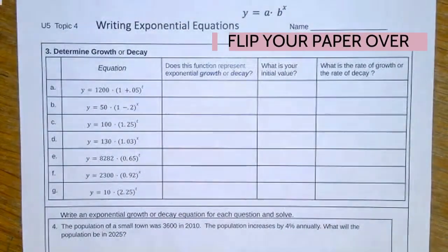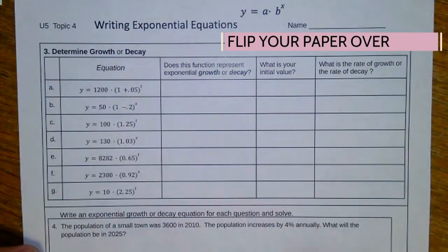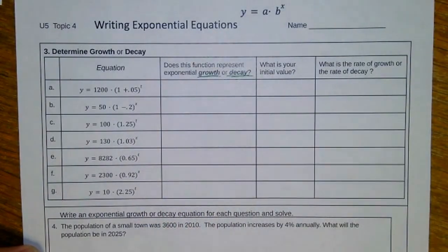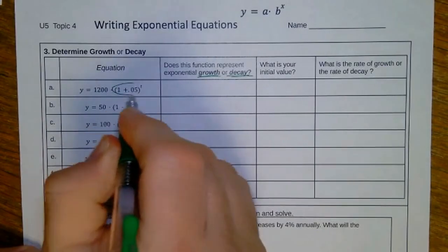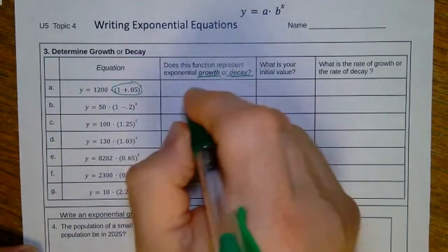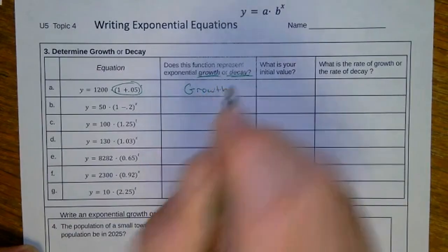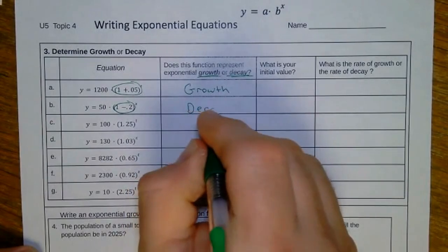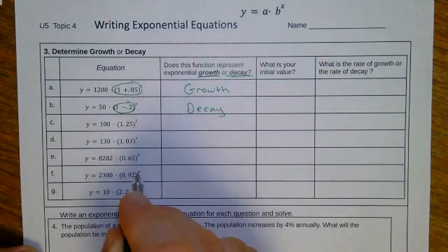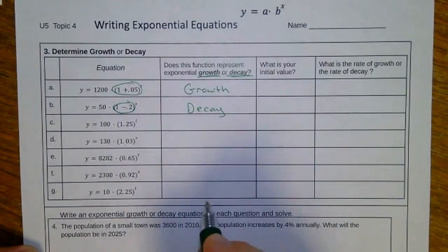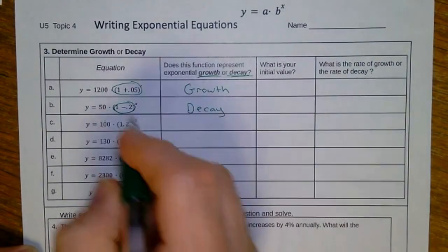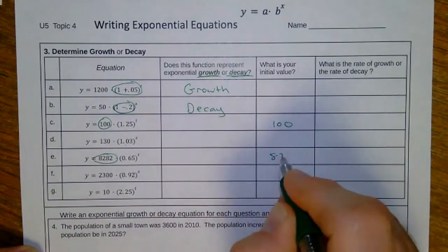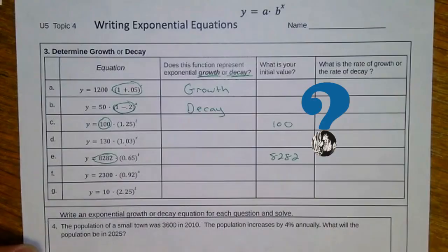I really want you to be able to take on these questions on the back, which is just identifying, is it a growth or is it a decay? Again, is the number bigger than 1? Well, if I'm taking 1 plus a number, definitely know that's a growth. If I'm taking 1 minus a number, it's got to be a decay. So look at those numbers to the power of x and determine growth or decay. Initial value, it says 100. It says 82. Do you know why Gary likes that number?